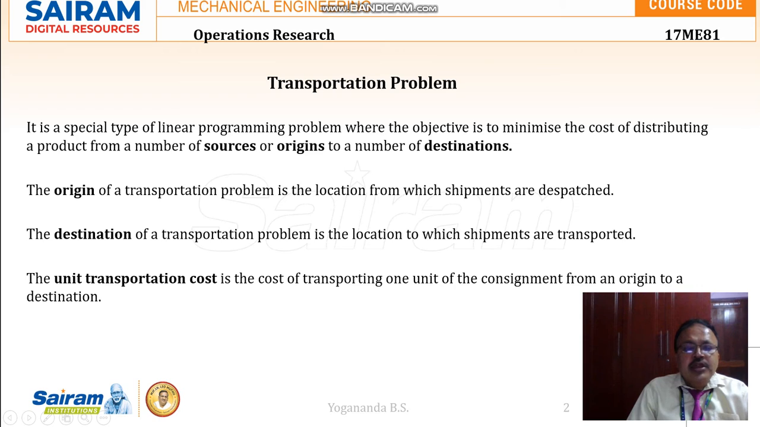Here the origin means the location from where the shipments are dispatched. Destination is the location to which the shipments are transported. The unit transportation cost is the transporting cost of one unit of consignment from the origin to the destination. That is the cost of shipment of one unit from the origin to the destination.